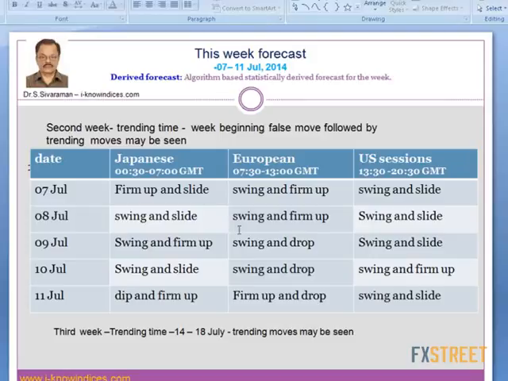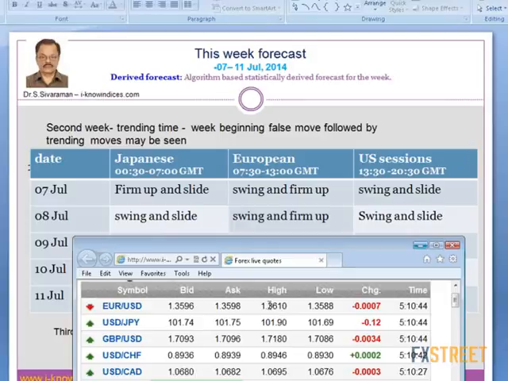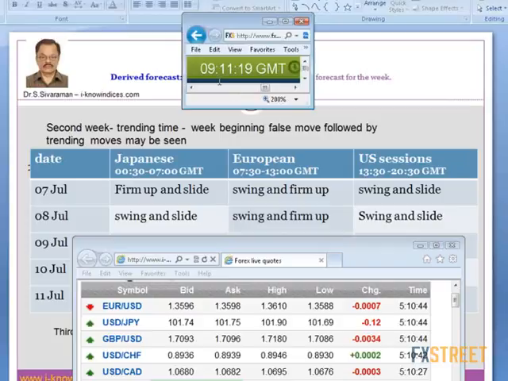The swing and slide, they would have done it during the European Japanese session, and they made a small slide. Afterwards, they are firming it up. Now, in the case of Euro, when I say it is firming up, they are firming up only in the case of Euro and Aussie. And the time is 9:11 GMT. The session starts around 7:30 GMT.